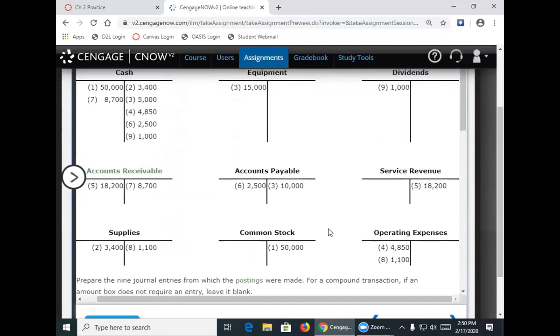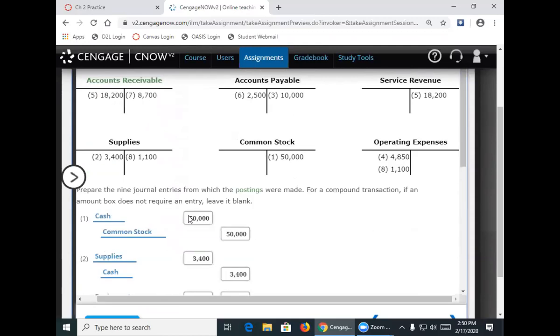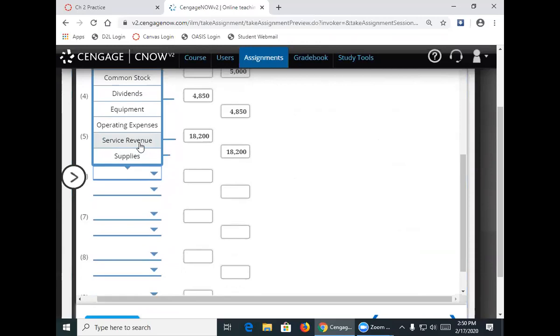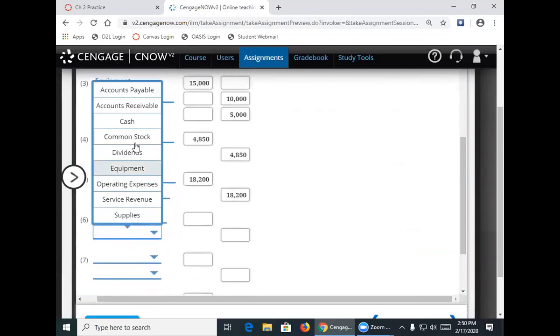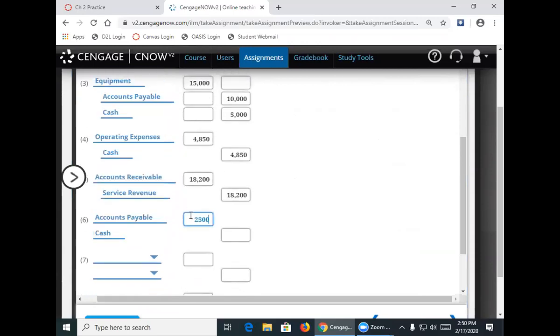Number 6, let's see, I see accounts payable 2,500 debit, and then I see the credit to cash. So accounts payable was debited and cash was credited, 2,500. Well, if I'm debiting accounts payable and crediting cash, what am I doing? You're paying off bills. You're paying off a debt, right? Probably towards the equipment. Yep. So we're making a payment. So we debit or decrease accounts payable and credit or decrease cash. Very good.